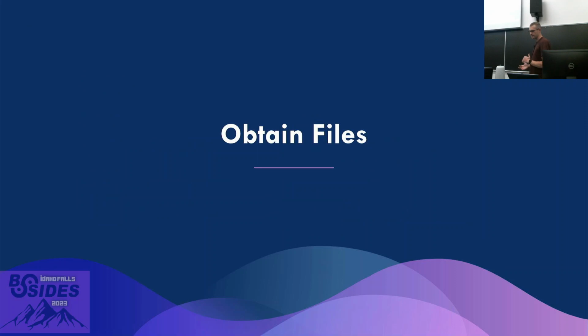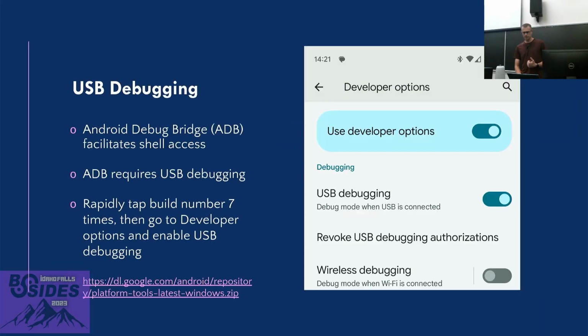If we want to analyze an Android application, the first thing we have to do is acquire the files so that we can analyze them for vulnerabilities. To do this on your Android phone, tablet, or whatever device you're using, you have to enable something called Android Debug Bridge, or ADB. ADB is also the name of a command line program that Google provides to interact with your device at a lower level. So those two terms are used interchangeably.